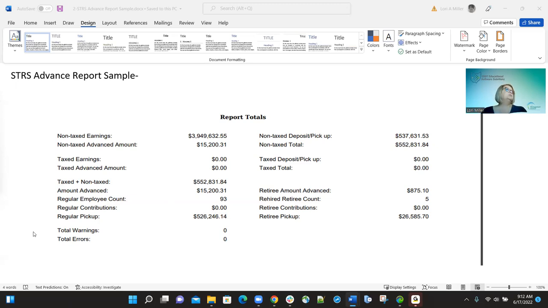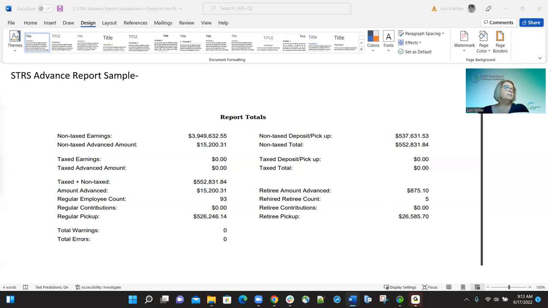The regular contributions are the total employee amounts that were withheld from the STRS annuity item, which is that 450 non-annuitized record. This does not include rehired retiree amounts. And the amount also includes total tax advance amounts.